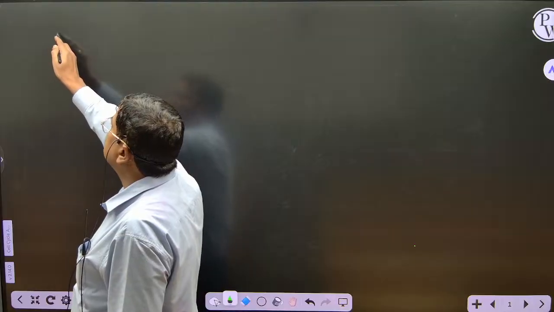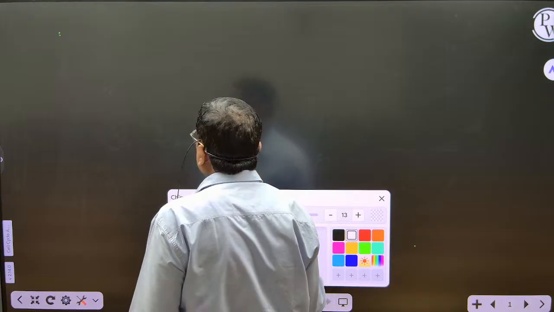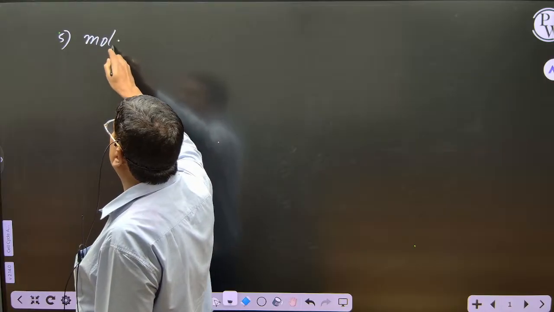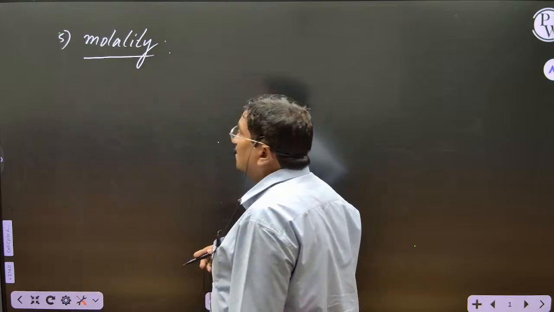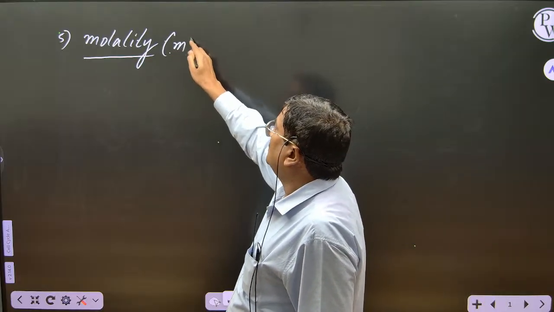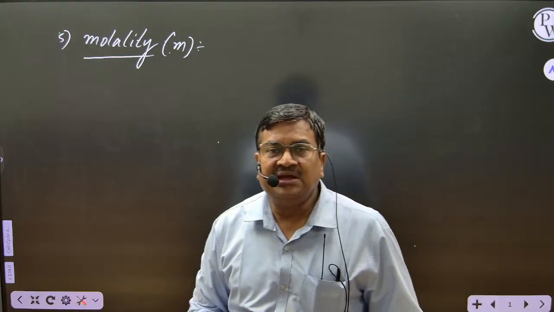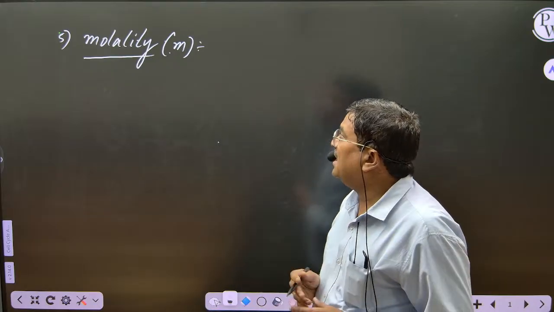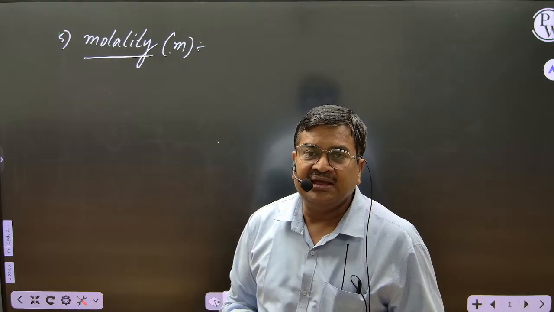The next concentration term we are having is molality. Right, the fifth concentration term, molality. Molality is shown by the symbol small m. Now see what is molality: the number of moles of solute present in 1 kg of solvent. I repeat, what is molality? The number of moles of solute present in 1 kg of solvent is called molality. Right, definition.